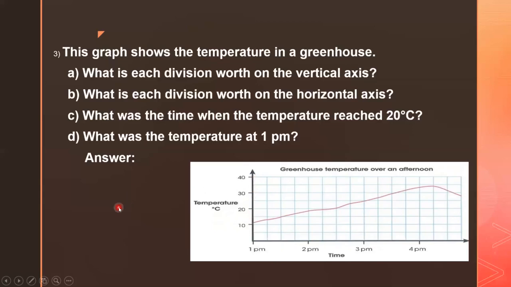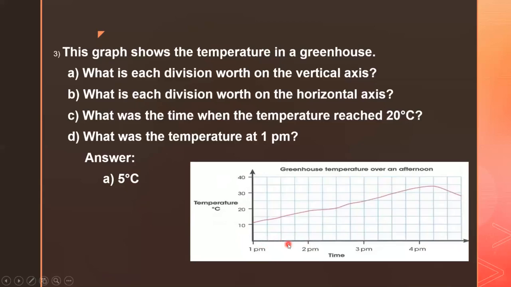So what is each division worth on the vertical axis is 5 degrees Celsius, because these all are mentioned in degrees Celsius. That's why 5 degrees Celsius. Now, what is each division worth on the horizontal axis? So it starts from 1 p.m. and here it's 2 p.m., 3 p.m., 4 p.m. In between this, you can see how many divisions: 1, 2, 3, then this is the 1.